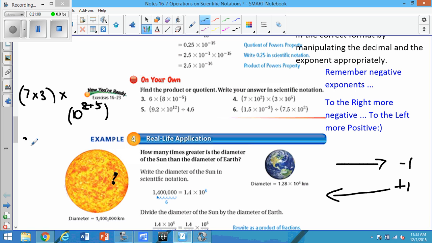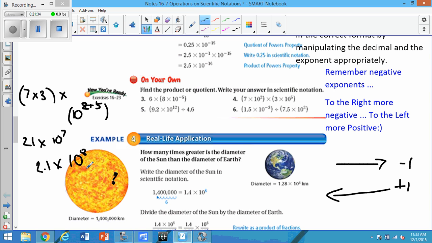So 7 times 3 is 21 times 10 to the 2 plus 5. 2 plus 5 is 7. 21 times 10 to the 7th power. But again, we need to move our decimal. Right now it's after the 1. We need it before the 1, between the 2 and the 1. So you're going to be moving it to the left. So it becomes 2.1 times 10 to the, and because we have to go to the left, we're going to have to go an extra loop to get it to be where we need it to be. So that's going to be to the 8th power.